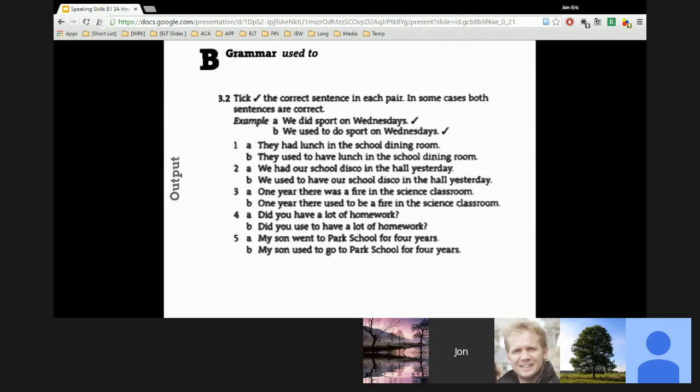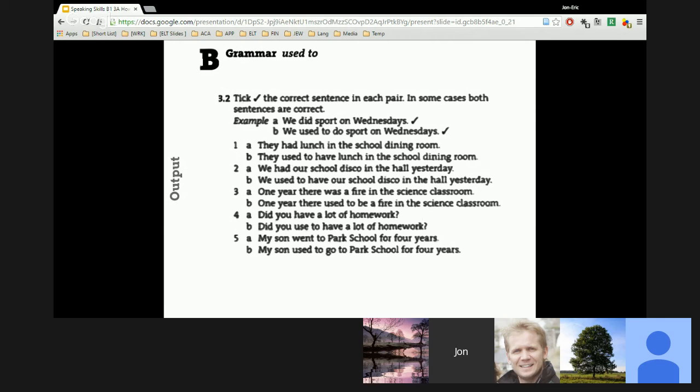A is correct. We had our school disco in the hall yesterday. Remember, the simple past cannot be replaced by used to if it's a one-time action. But used to can always be replaced by the simple past, because the simple past also expresses a repeated action. B is incorrect, A is correct.